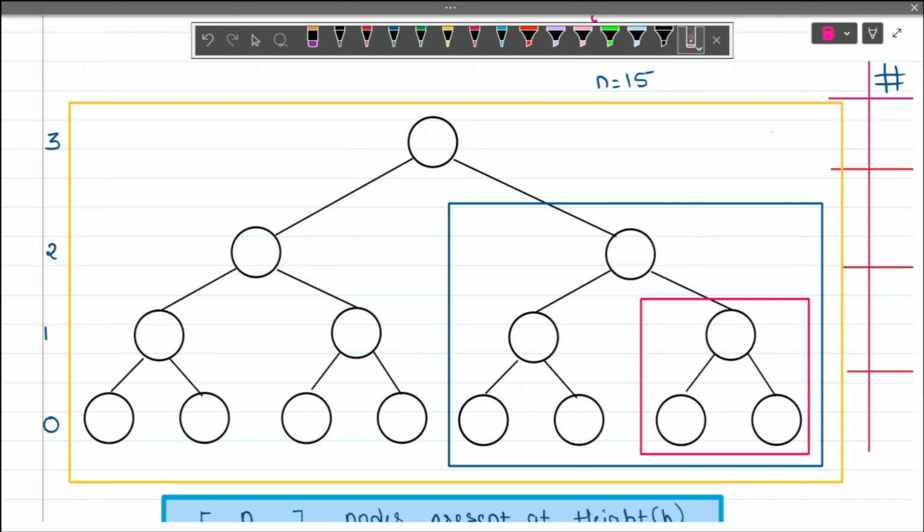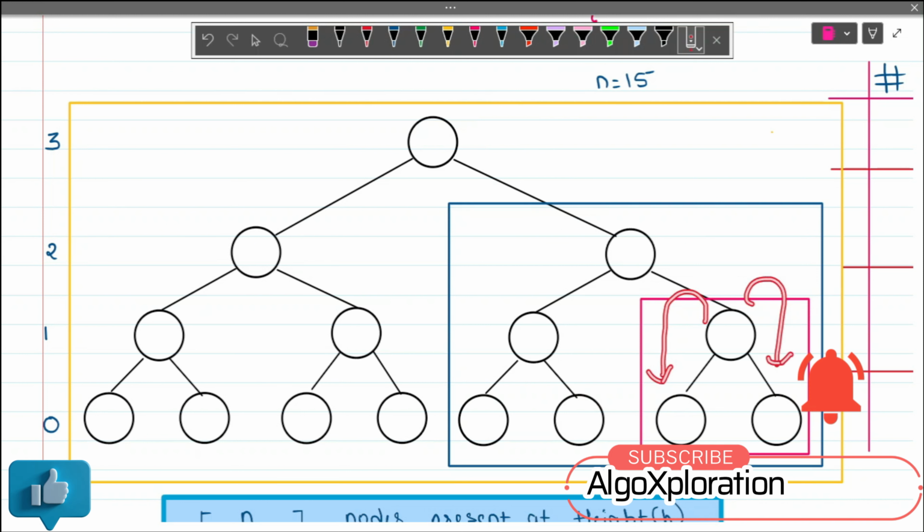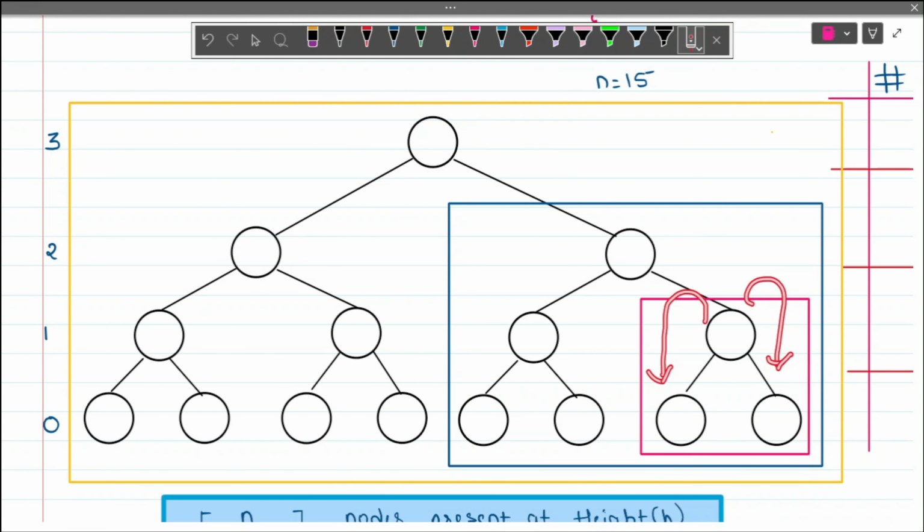Now let's come at the height 1. When the height is 1, let's say the parent doesn't satisfy Max Heapify property, so it might swap either with its left child or with its right child, right? So maximum swap happens here is 1. Now let's come at height 2. Now let's say again this node also doesn't satisfy the Max Heapify property, so it might either swap with its left child or with its right child.